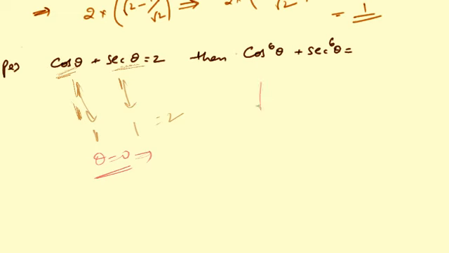Then go and substitute over here. Cos 0 is nothing but 1 power 6 plus this is nothing but secant 0, that is nothing but 1 power 6. Plus 1 power 6 is nothing but 2.